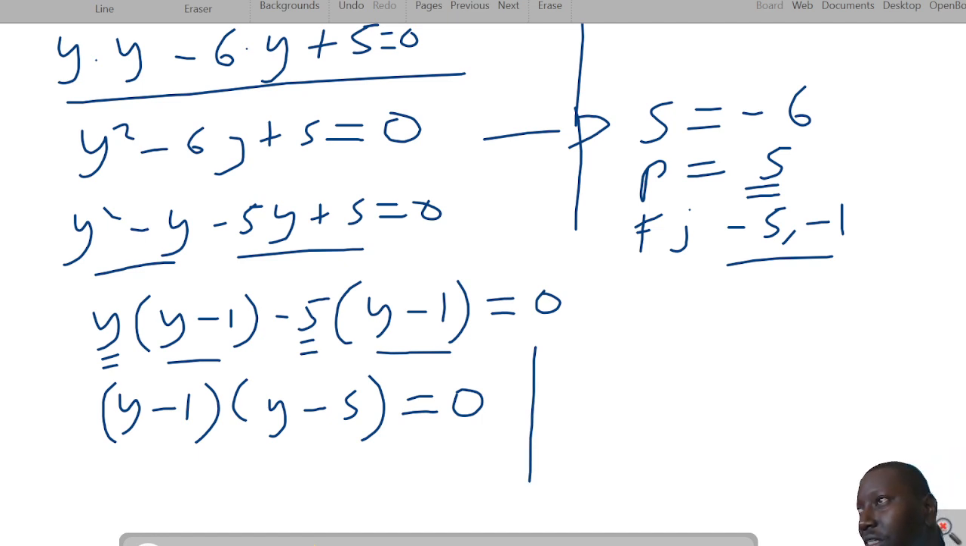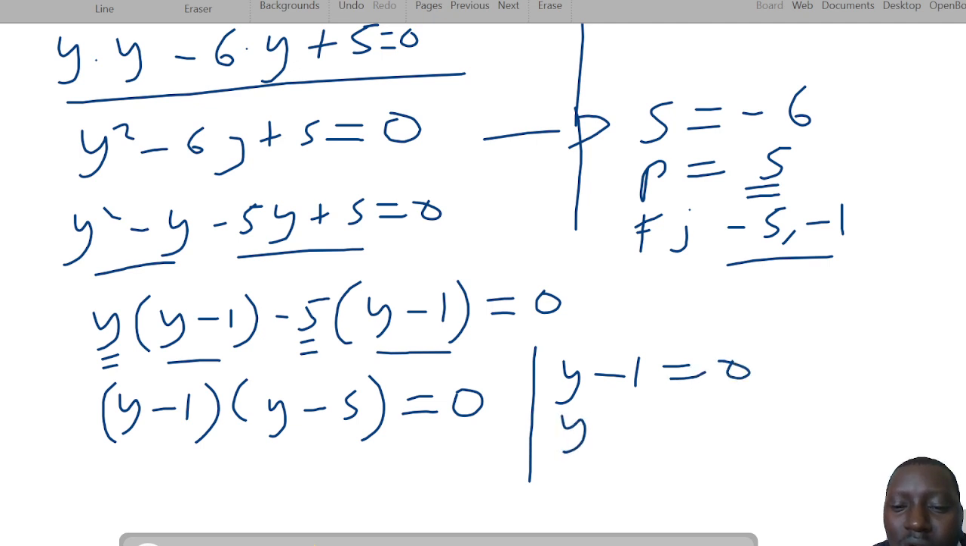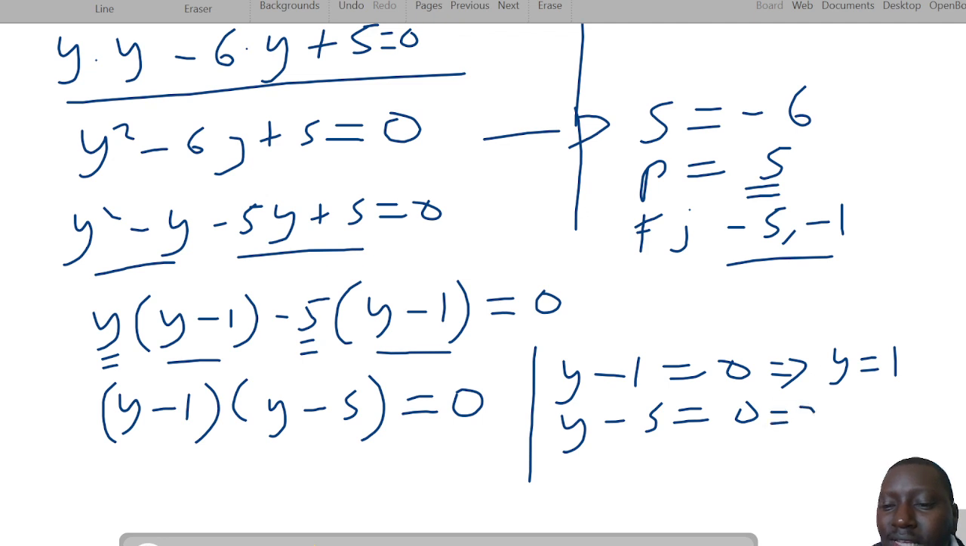So we do say that when you multiply two numbers and you get 0, then it basically implies that one of the numbers must be 0. That is the only way for the equation to hold. So that implies that either y minus 1 is 0 or y minus 5 equals 0. So from the first one, it implies that y equals 1. And from the second one, it implies that y equals 5.